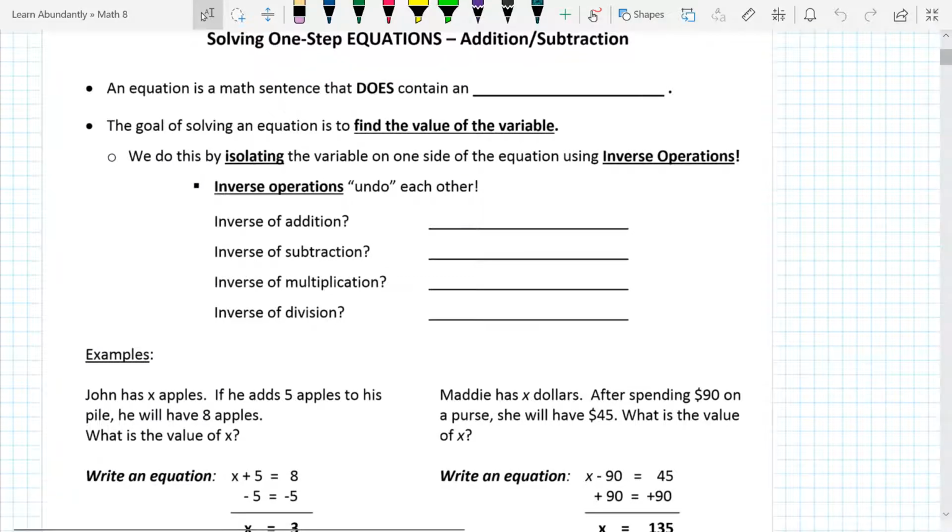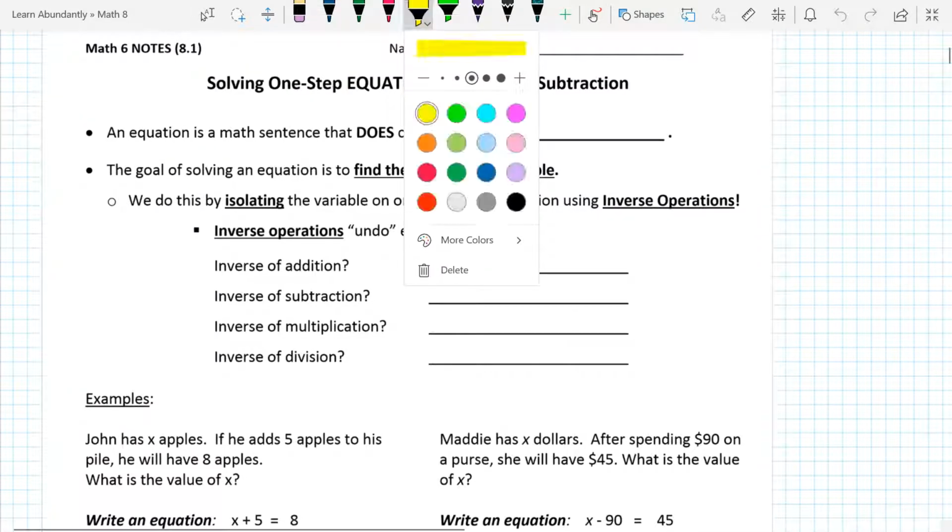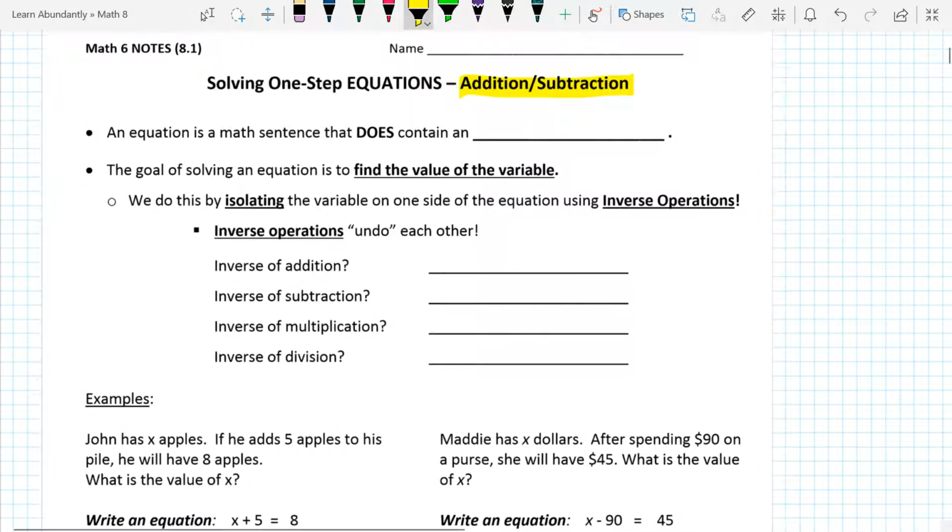All right, so today what we're going to start off with is solving one-step equations by addition and subtraction. An equation is a math sentence that does contain an equal sign. Just like that. The goal of solving an equation is to find the value of the variable. We do this by isolating the variable on one side of the equation and using inverse operations.